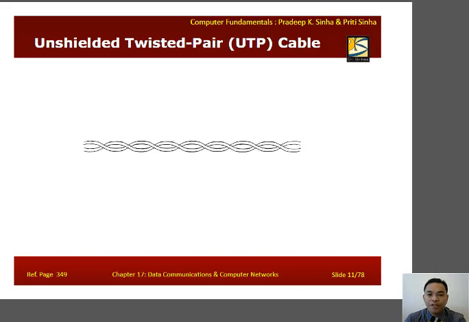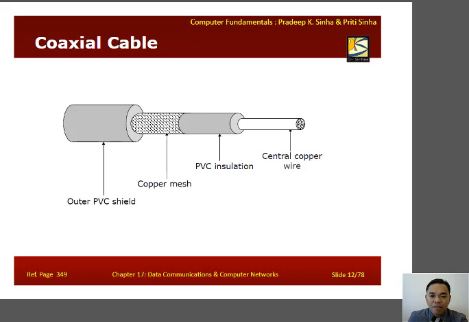Kindly search the internet for an image of this unshielded twisted pair, but at this moment I can give you an animated image of the cabling of this type of medium. This is also an animated one about coaxial cable. Just to mention the parts of a coaxial cable: we have the central copper wire, PVC insulation, the copper mesh, and the outer PVC shield.